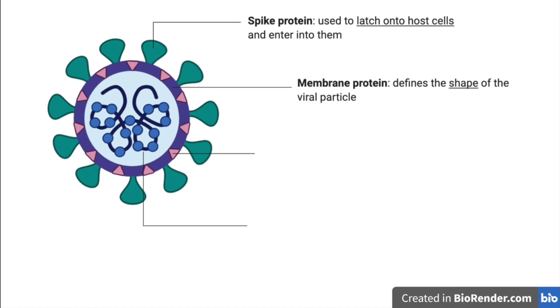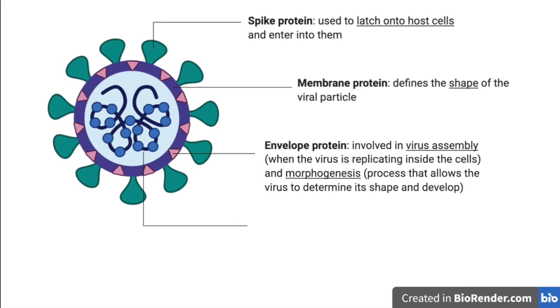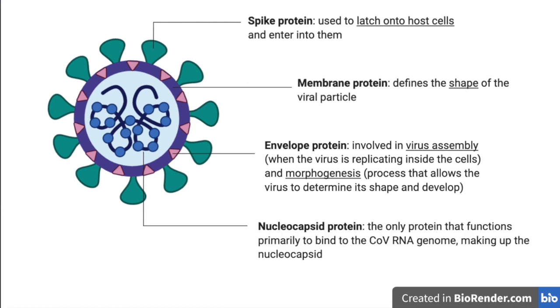Next, we have the membrane protein, which is the main determiner in the shape of the viral particle. Then, we have the envelope protein, which is involved in virus assembly and morphogenesis. And lastly, the nucleocapsid protein, which is attached to the viral genome itself.